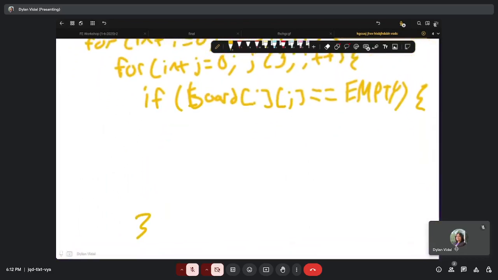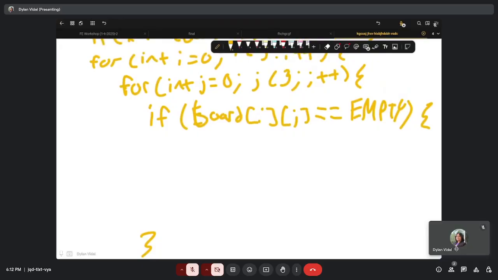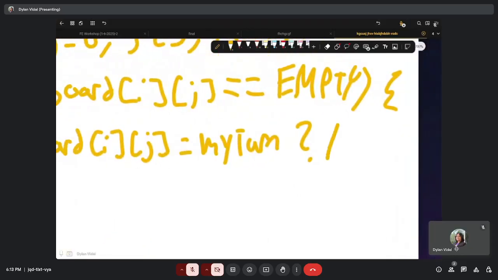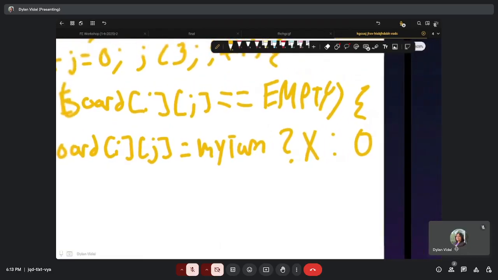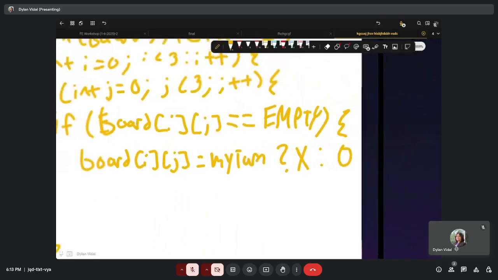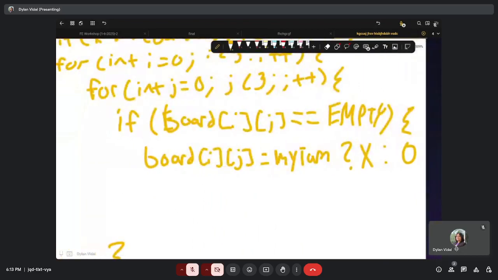And so what are we going to do? We're going to say board I of J, and we can use a ternary here. You could do an if else here, but I don't have enough room. Essentially what this is doing is if my turn then we put X, else we put O. Do you guys see how the ternary syntax works? That's really helpful on the exam when you have limited room, but you could do if my turn, board I of J is X, else board I of J is O. You guys follow how that works? All right, just to shorthand it.